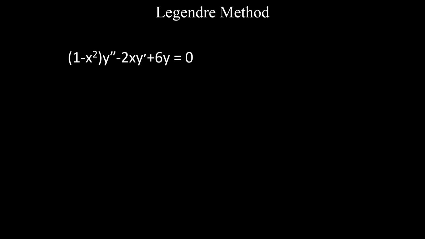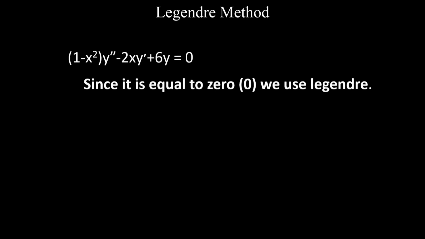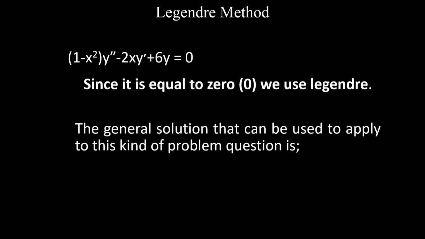So here before us is a problem. We are given (1 minus x squared) y prime prime minus 2x y prime plus 6y equals 0. Since this equals 0, we make use of the Legendre method. This kind of problem has a general solution we apply to it. And the general solution is y equals what?